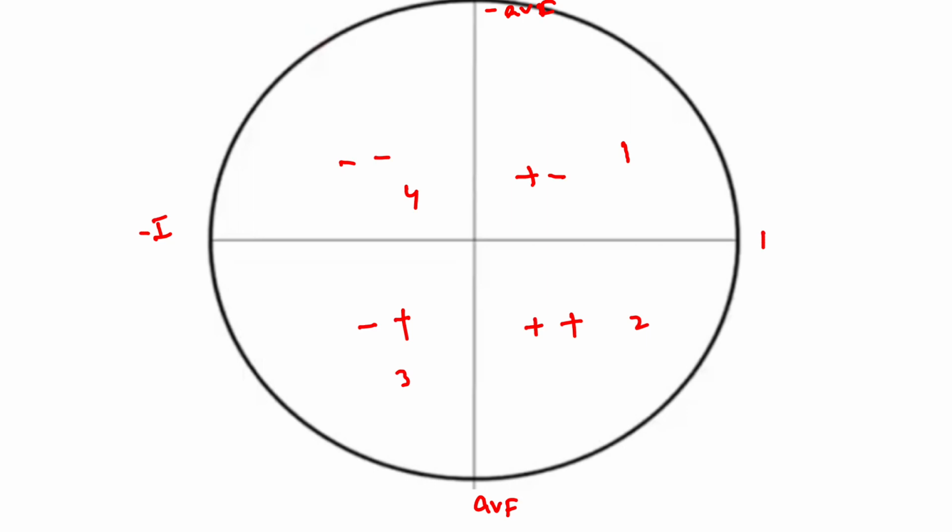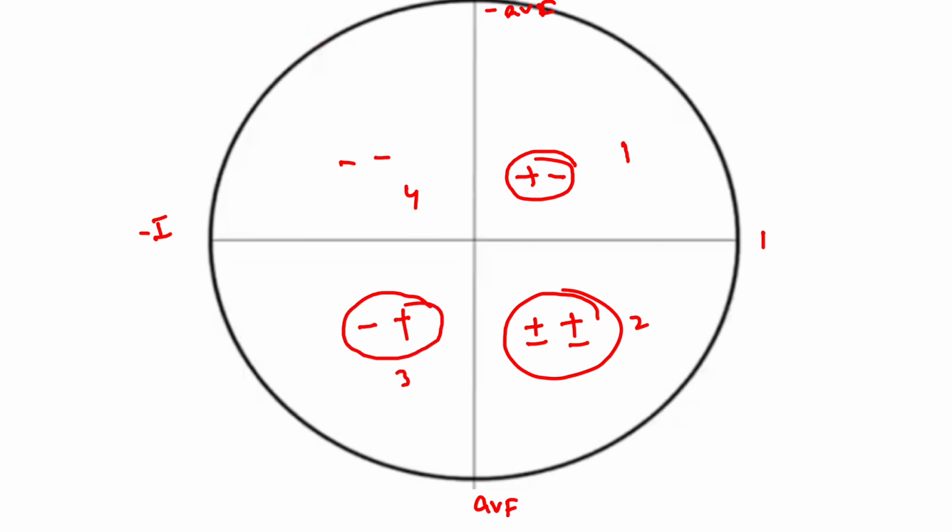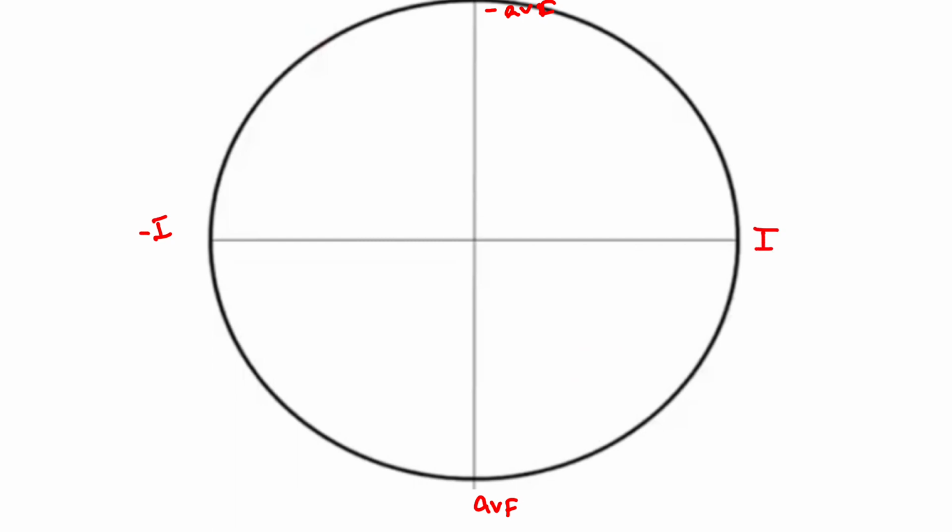if lead 1 is positive and AVF is also positive, we will represent it like this. If lead 1 is positive and AVF is negative, it will be represented here. If lead 1 is negative and AVF is positive, activity will be represented in this quadrant. And if lead 1 is negative and AVF is also negative, then the electrical activity or the cardiac axis will be represented in this quadrant.